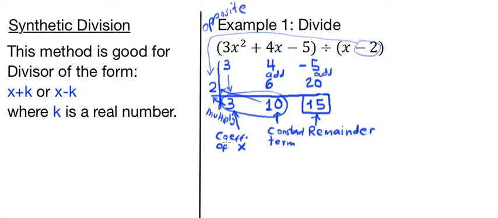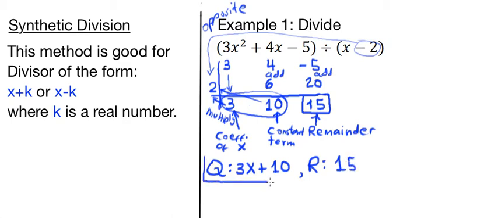So what's going to be the answer then for this division? Quotient Q will be 3x plus the constant term 10, and the remainder should be just the number 15. So there we have the answer. (3x plus 10) quotient, remainder 15.